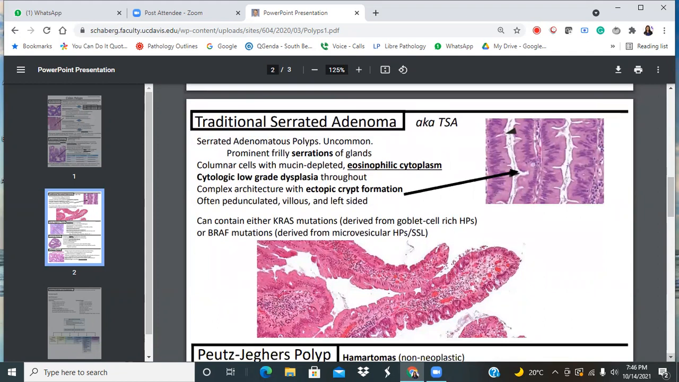Okay. Then coming to traditional serrated adenoma. Serrated adenomatous polyp, uncommon. Prominent frilly serrations of the glands. Columnar cells with mucin depleted eosinophilic cytoplasm. Cytologic low-grade dysplasia throughout. Complex architecture with ectopic crypt formation. Often pedunculated, villous, and left-sided. Can contain a KRAS mutation derived from goblet cell-rich hyperplastic polyp, or BRAF mutation derived from microvesicular hyperplastic polyp or SSL.